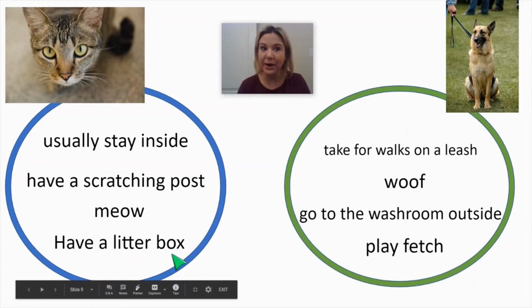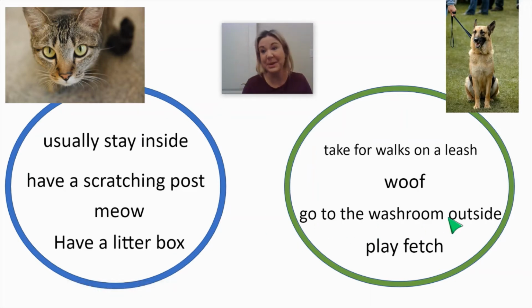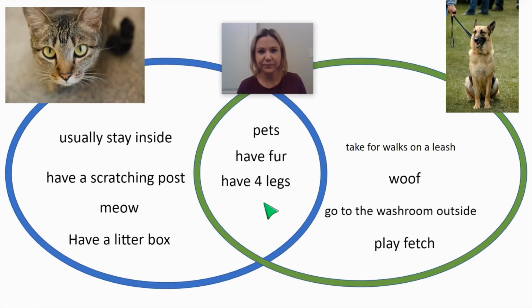Cats have a litter box. So when they have to use the washroom, they go in their litter box. Dogs don't have a litter box. They usually go to the washroom outside. Okay, so there's some differences.